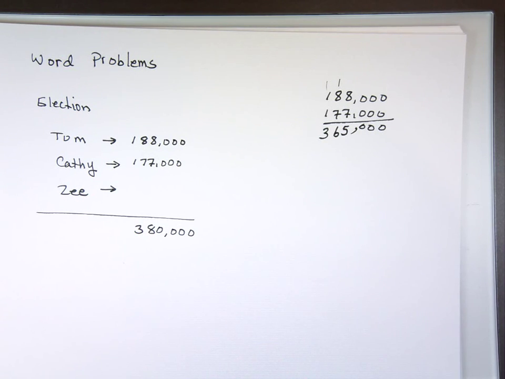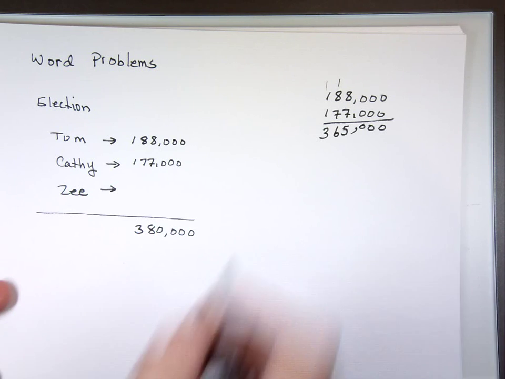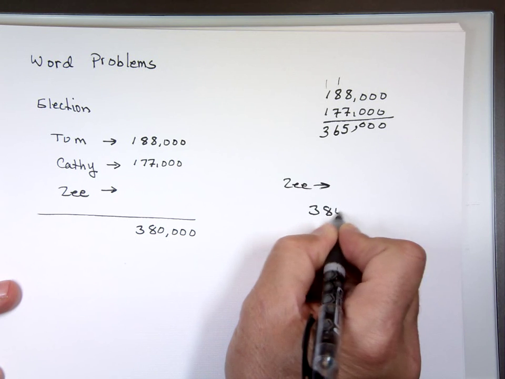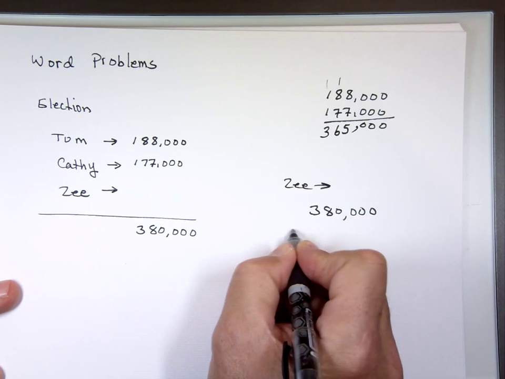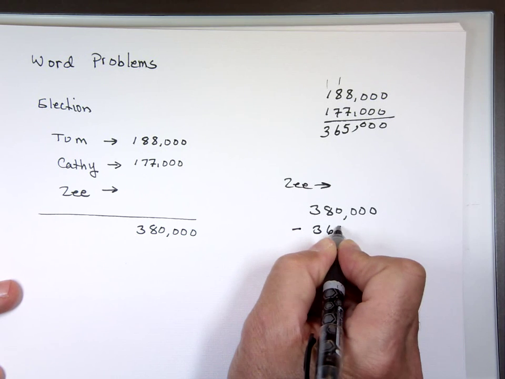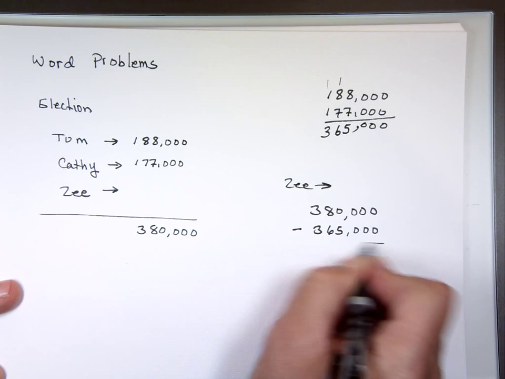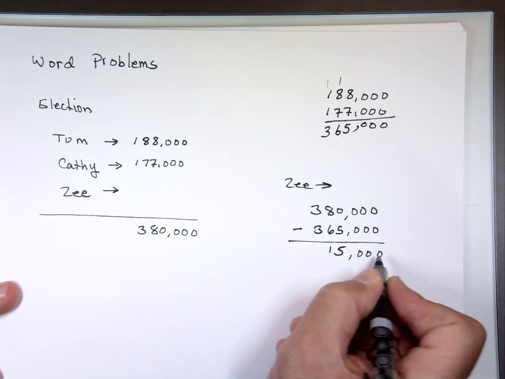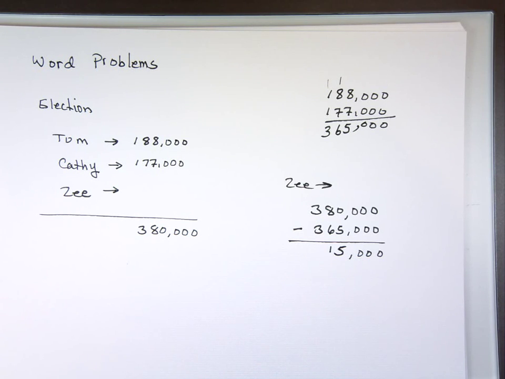We have 380,000 people who voted. So Z received how many? It's going to be 380,000 minus what? 365,000. And I didn't do that well in this election. I only got what? Is it 15,000 votes? Boy, nobody likes me. So that's what I received. Let's try another example.